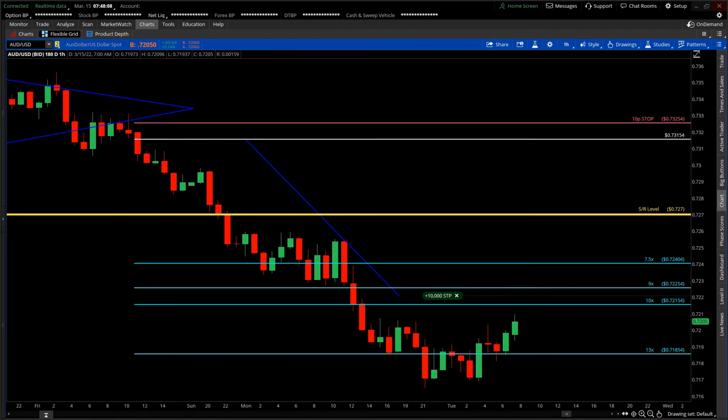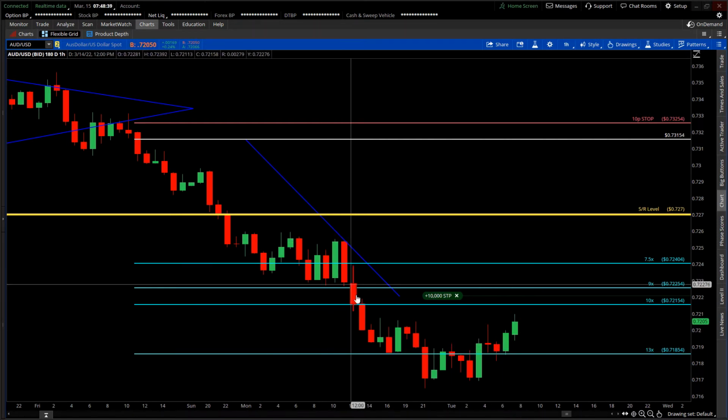Today is Tuesday, March 15th, and it's 7:48 a.m. Eastern Time. This is a status check on the Australian dollar, US dollar spot trade. And we can see that price is starting to rebound or bounce after reaching a low right down here, and it breached below 13x risk to reward.